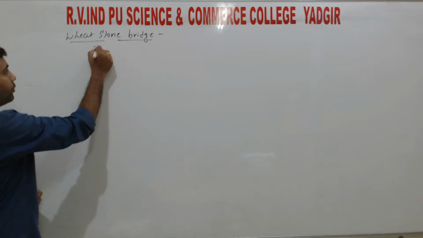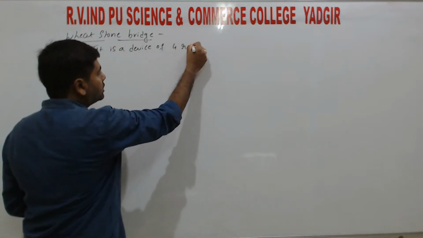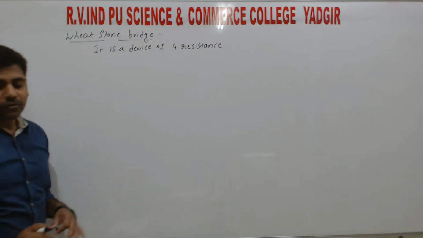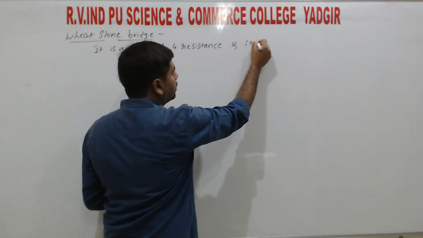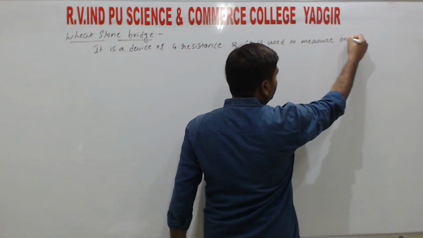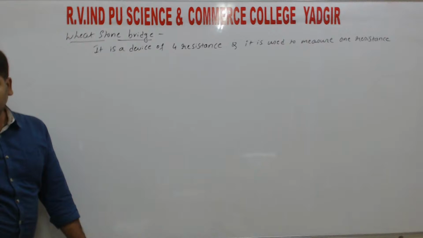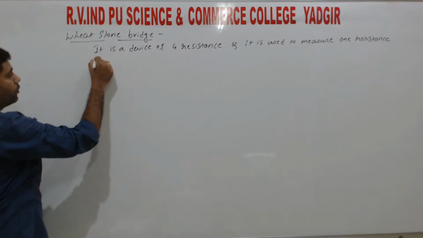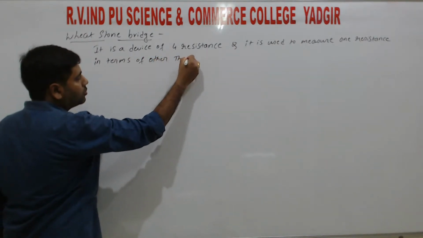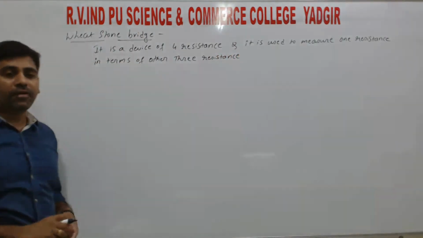So, what is a Wheatstone bridge or Wheatstone network? It is a device of 4 resistances, and it is used to measure one resistance in terms of the other 3 resistances. Right, so we have a very simple derivation, and it is very important.